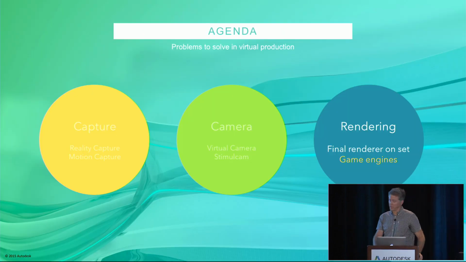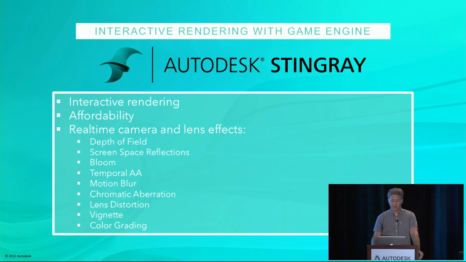So the other one we're going to look at real quickly is the use of game engines. Game engines currently offer us the ability to replicate many of the physical properties of a real camera, and they can also offer enough visual fidelity to allow the director to make sufficiently informed decisions on set. As you might have heard, we've acquired a game engine, Stingray, announced at the show.